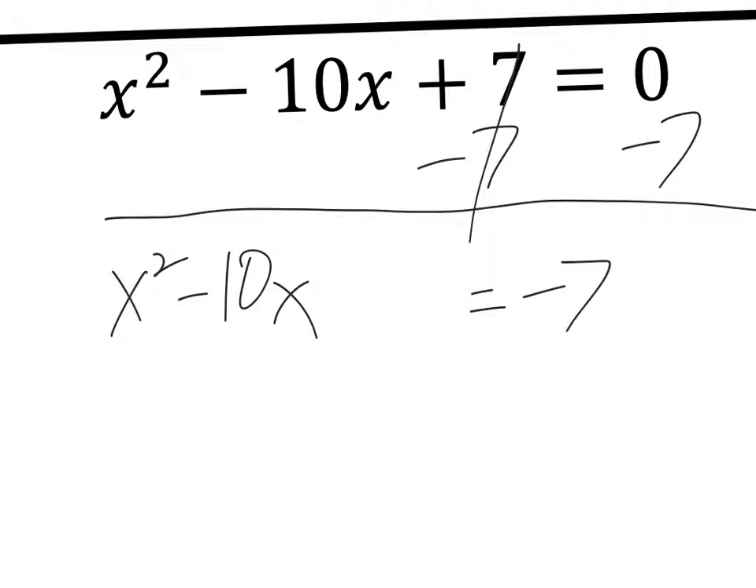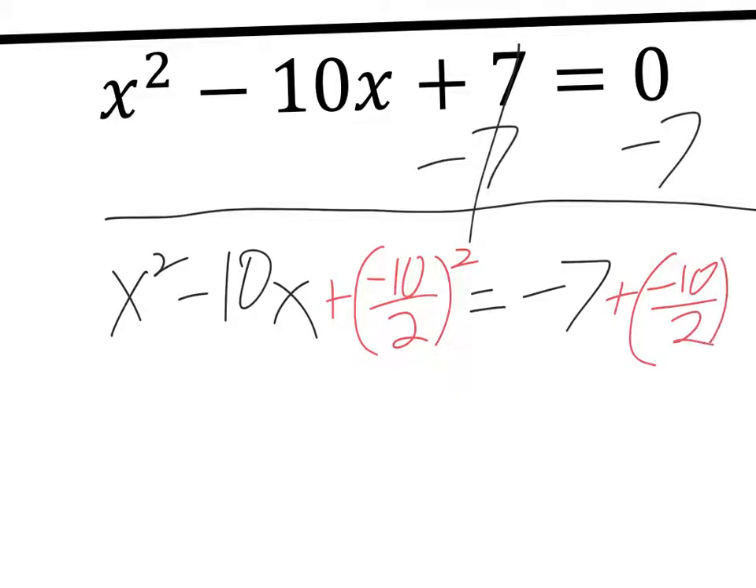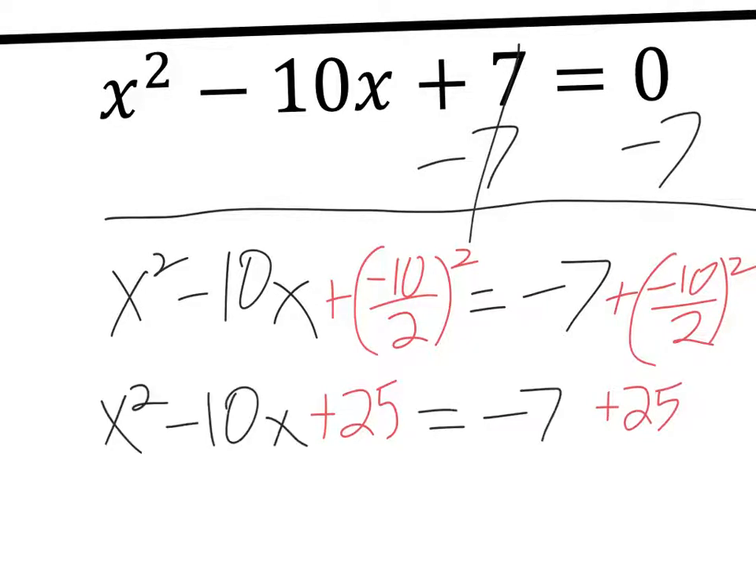Now I'm going to add in that b over 2 squared value. My b term was negative 10 because that's the number by the x. Then negative 10 over 2 squared goes on both sides. Remember, what you do to one side, you have to do to the other. Negative 10 divided by 2 is negative 5, and negative 5 squared is positive 25. So I'm effectively adding a positive 25 to both sides. Here's what it looks like when I bring down the other terms.